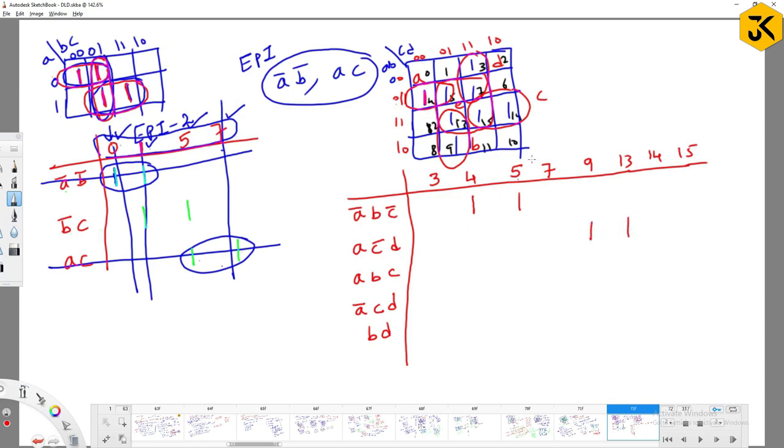What is the reason for getting A, B, C? Because of 14 and 15. What is the reason for getting A bar, C, D? Because of 3 and 7. Right? If you want, you can just make some notes.